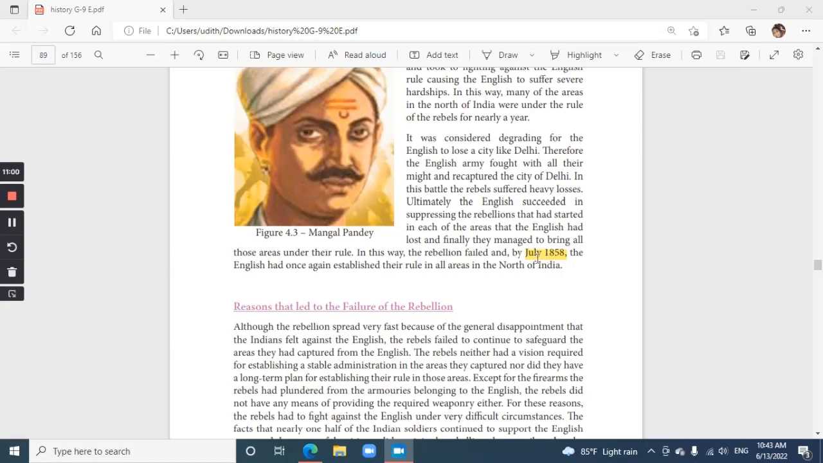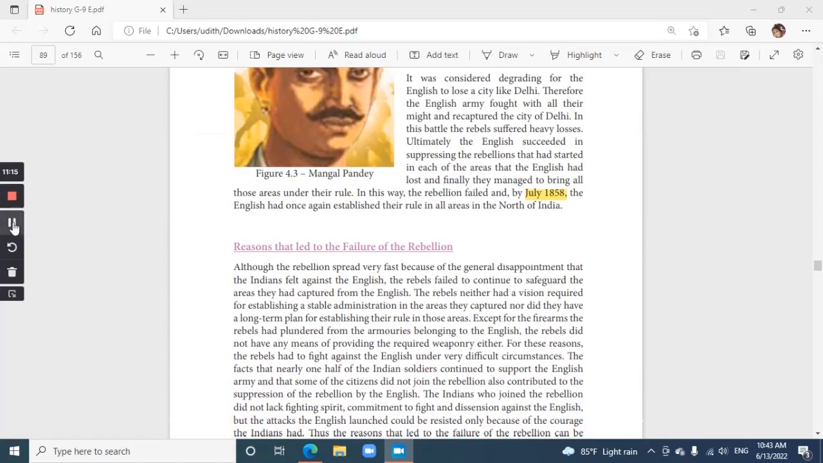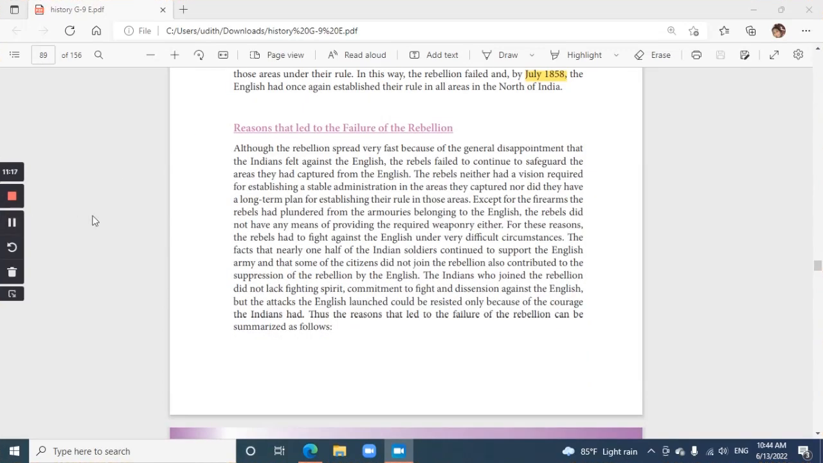I have highlighted here July 1858. The English were able to recapture all the areas in the north of India. That's how the nature of the rebellion happened. So now we are going to talk about the reasons that led to the failure of the rebellion.